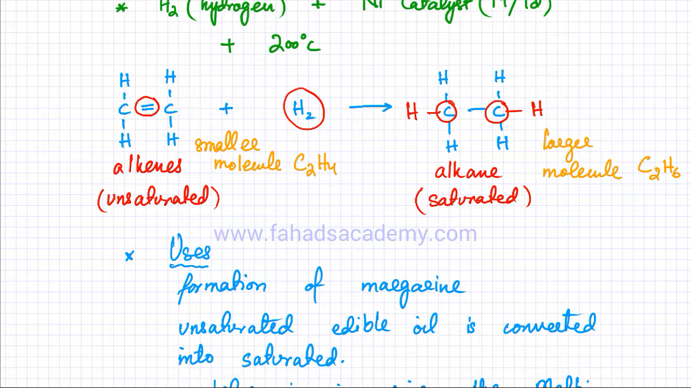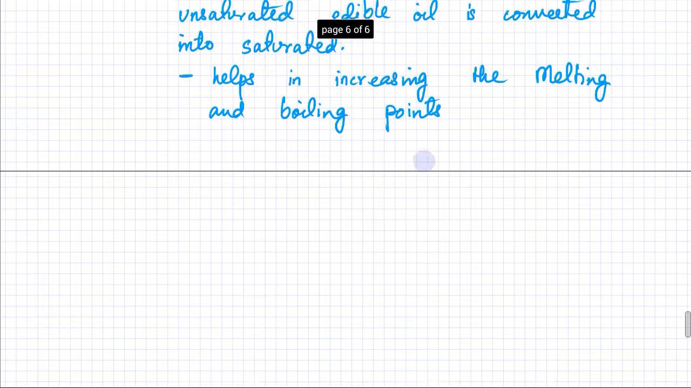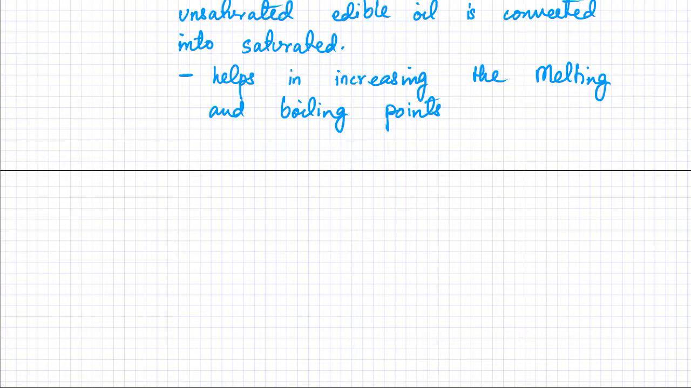So this is how a smaller molecule, in this case ethene, which has a low melting and boiling point, is converted to a larger molecule having a slightly higher melting and boiling point. You might have noticed that the common butter that you get from the stores has a lower melting and boiling point, but once it is hydrogenated, margarines don't melt that easily. So they tend to have a larger melting and boiling point. So that's the importance of this reaction.